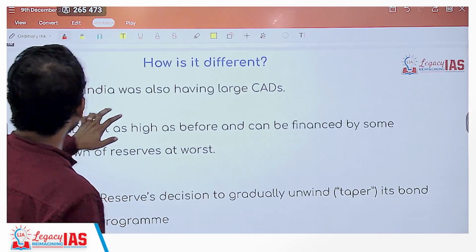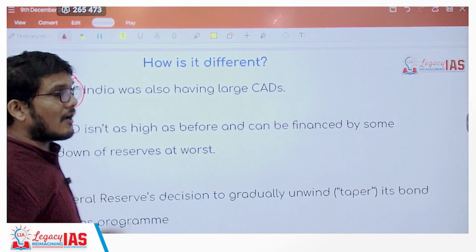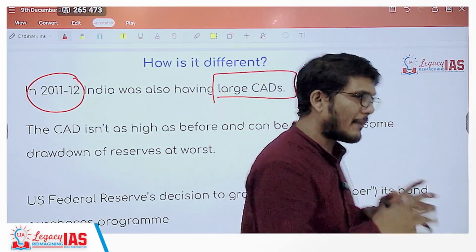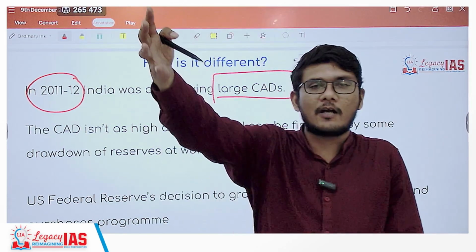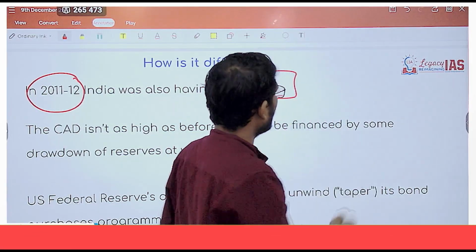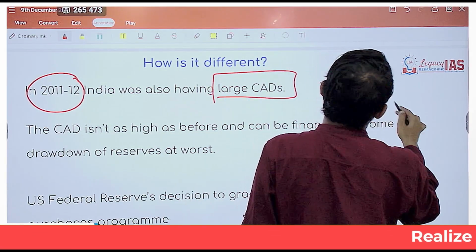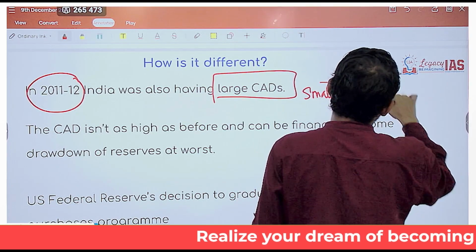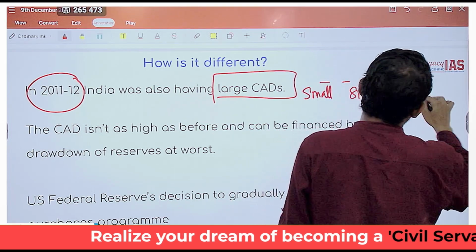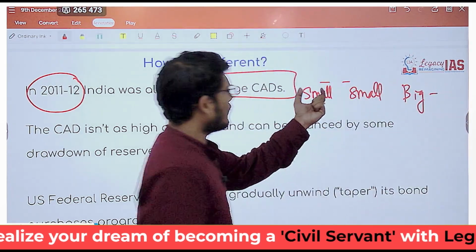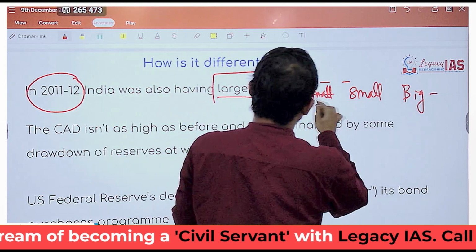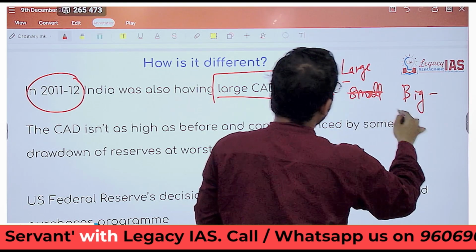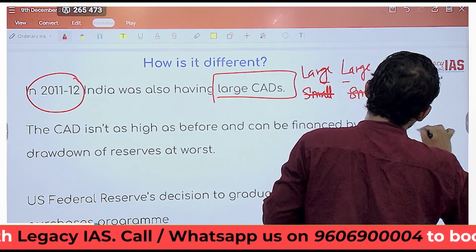Let us understand that. In 11-12, India was having a large current account deficit. So capital account is an issue, plus the large current account deficit was causing the problem. So what was happening? Negative and negative was giving rise to a bigger negative. The current account was a large negative and this was also a large negative, so it was actually giving rise to a larger negative.